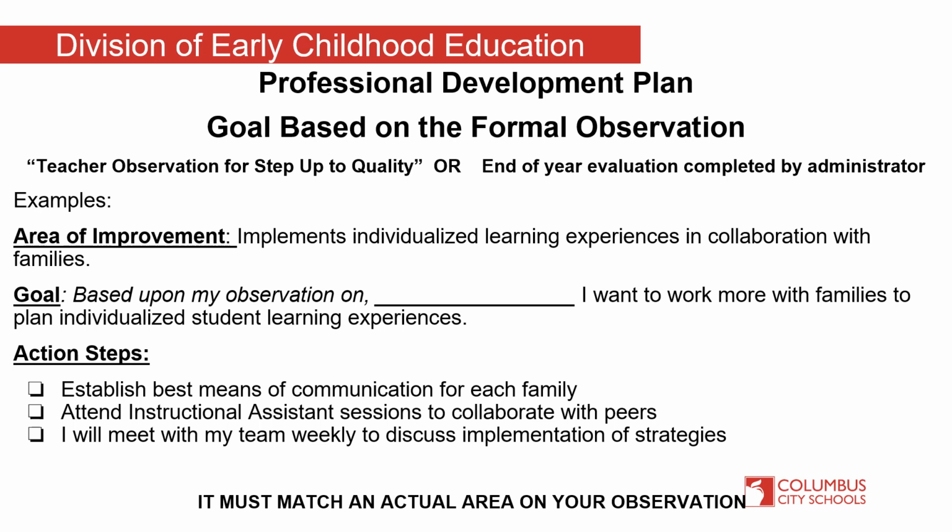Here's another example. For the area of improvement, it says, implements individualized learning experiences in collaboration with families. To turn that into a goal, you could say, based upon my observation on blank, I want to work with more families to plan individualized student learning experiences. For action steps, you could establish best means of communication for each family, attend instructional assistance sessions to collaborate with peers, and meet with the team weekly to discuss implementation of strategies.